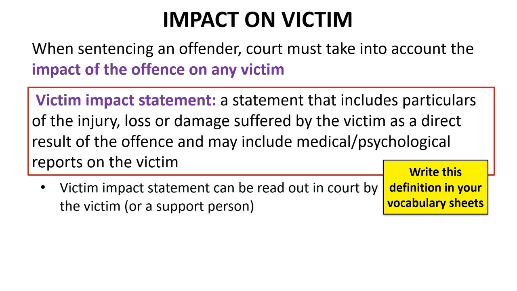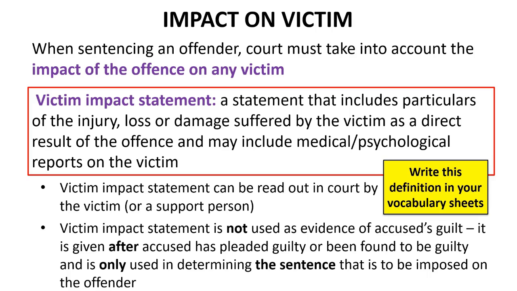Typically, a victim impact statement will be read out to the court by the victim or a support person at the offender's sentencing hearing. Most importantly, however, victim impact statements are not used to prove the guilt of the accused at their trial. That is, they are not used to decide the verdict. Indeed, victim impact statements are only given to the court after the accused has pleaded guilty or been found to be guilty. The only use that is made of victim impact statements is to determine the sentence that is to be imposed on the offender.